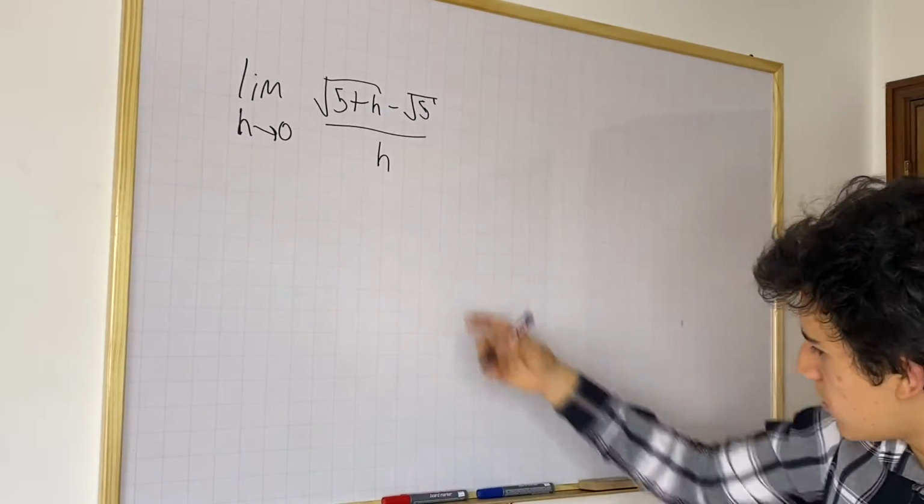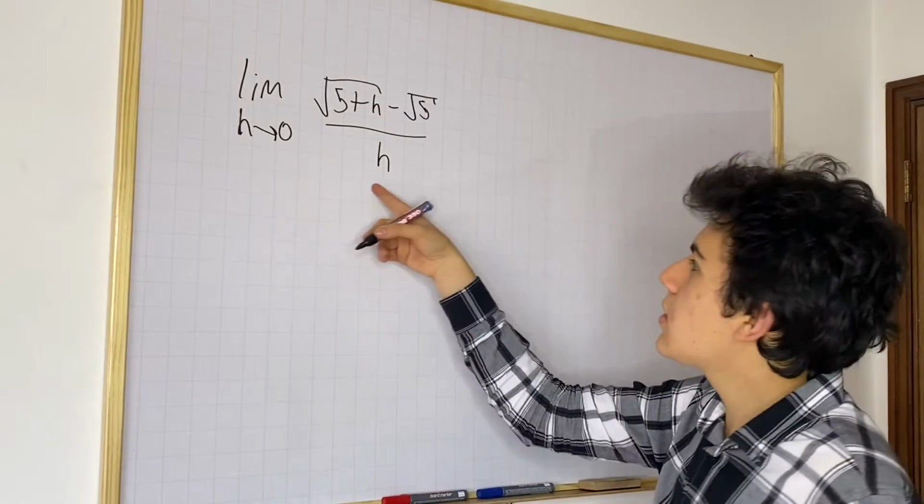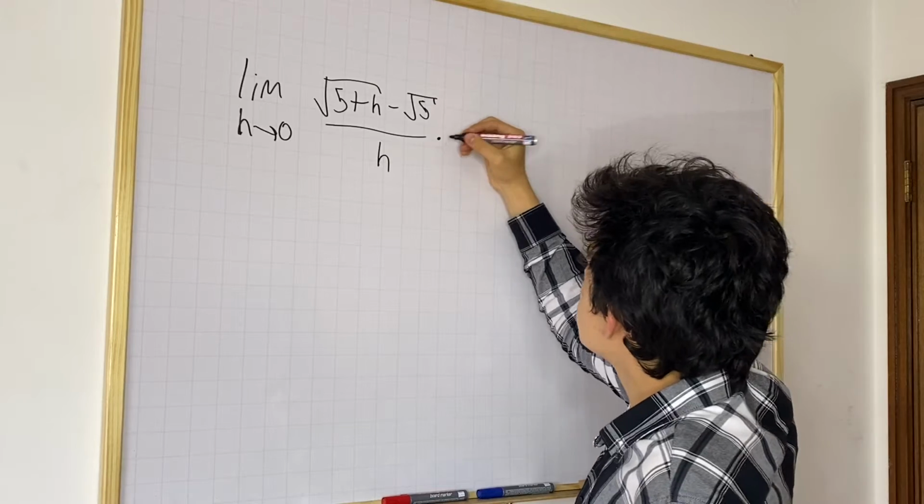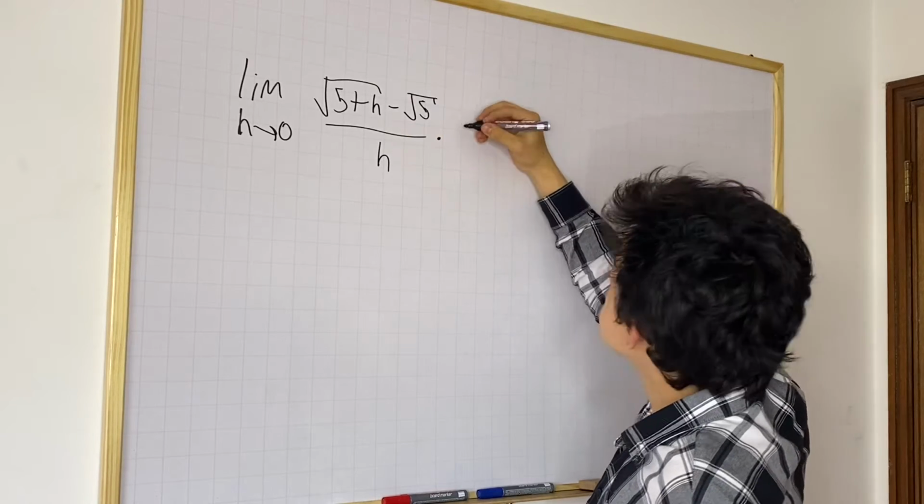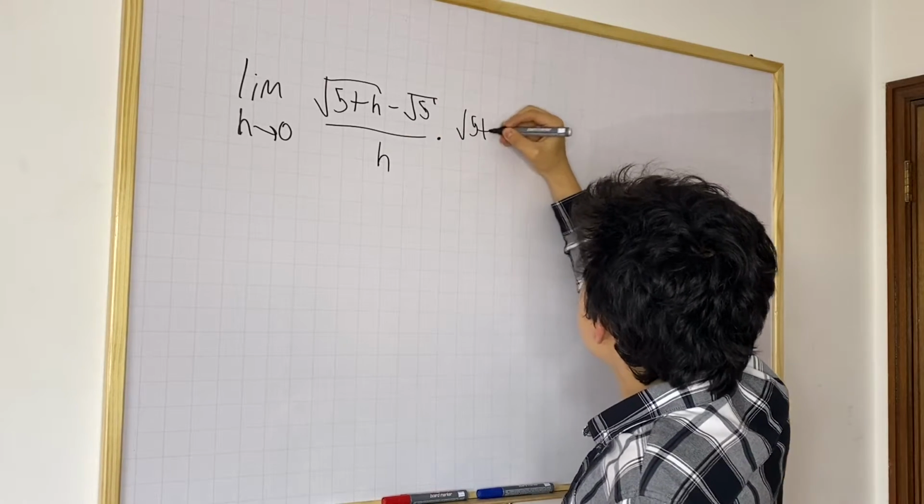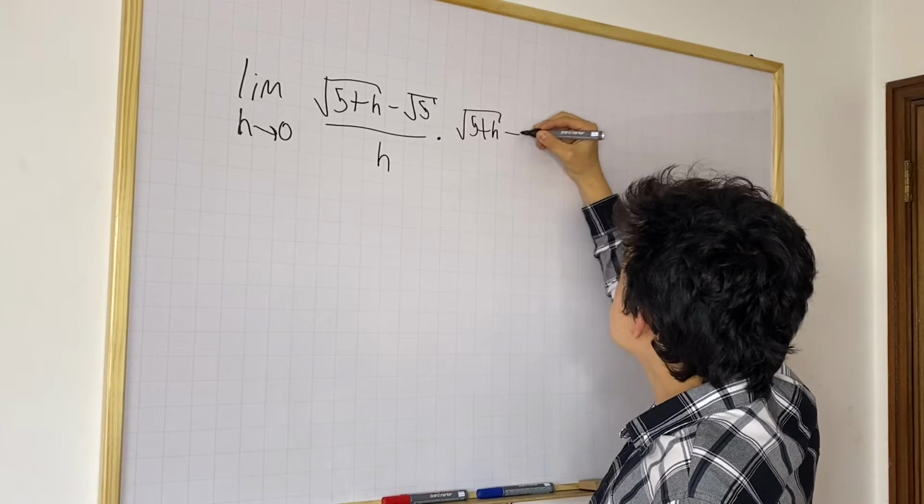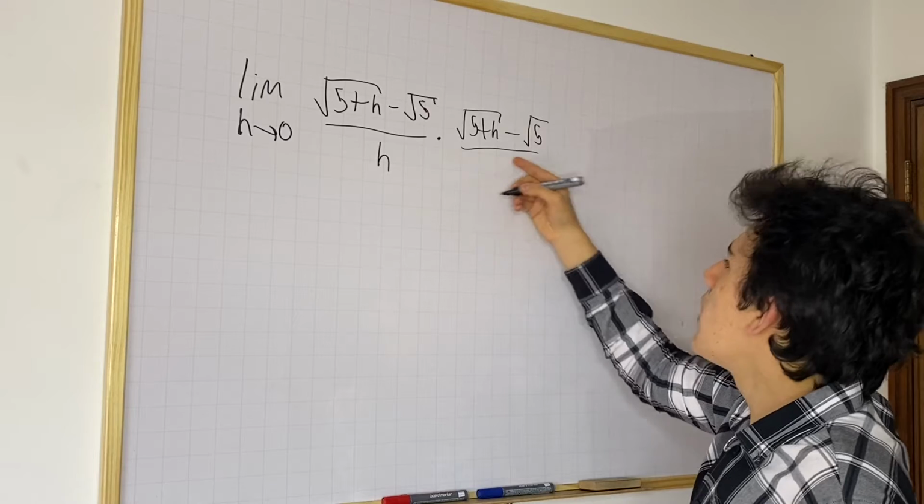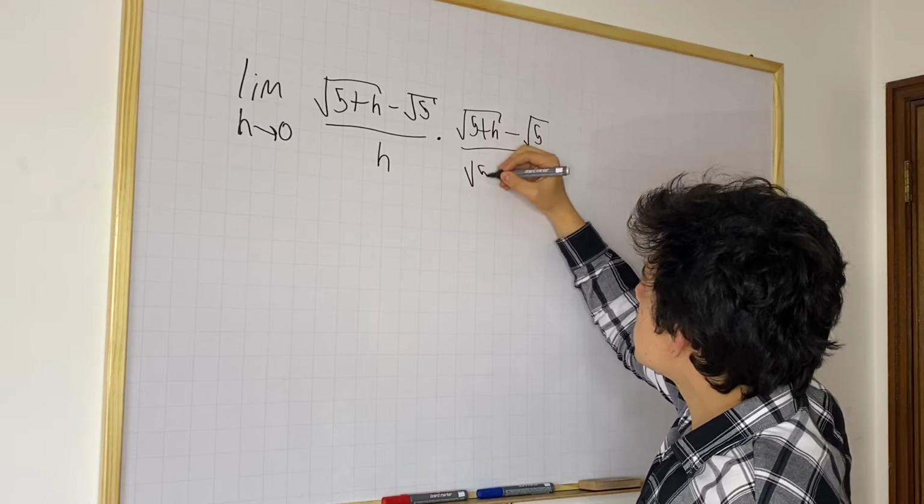So now we can't plug in 0, so we need to do something else. We need to rationalize. So let's do it. We know we multiply by the conjugate, so we would have square root of 5 plus h plus square root of 5. And now the same thing on the bottom, so we don't alter the initial expression.